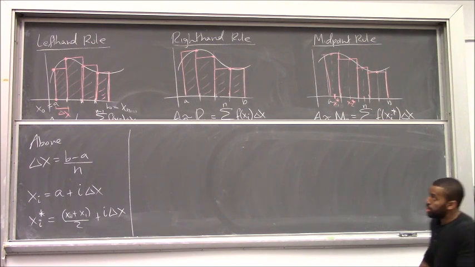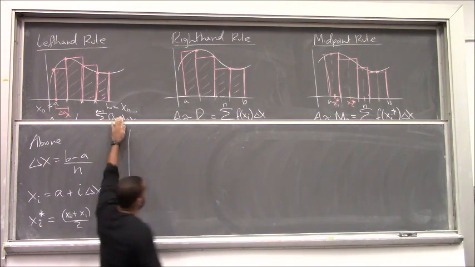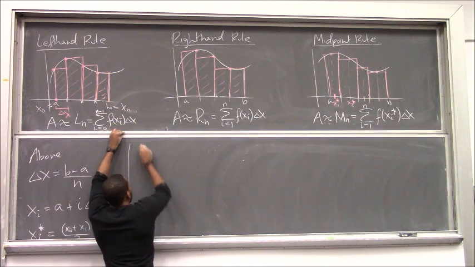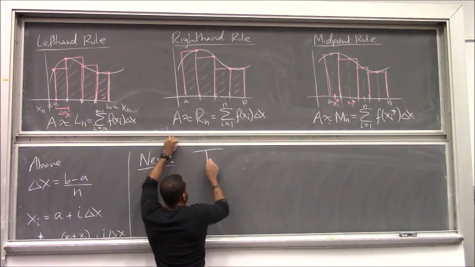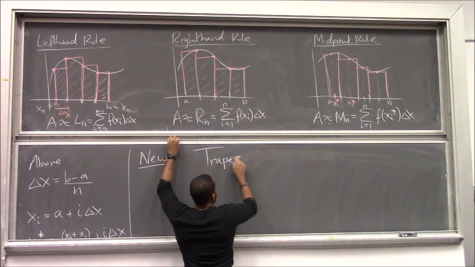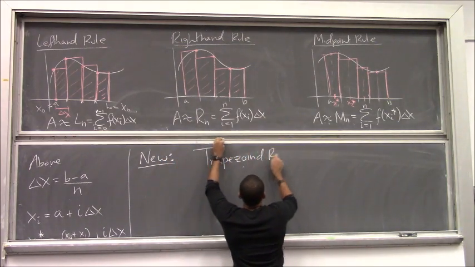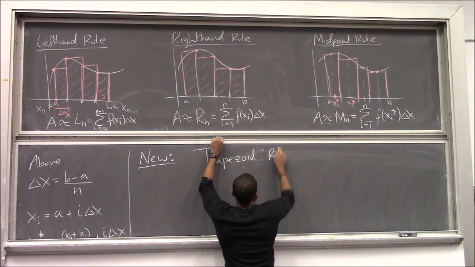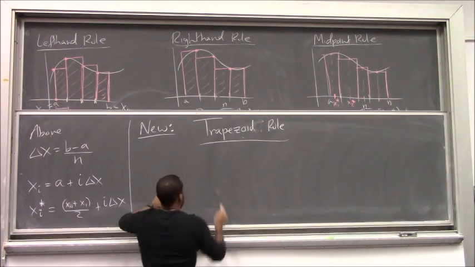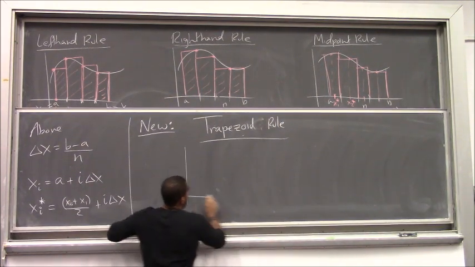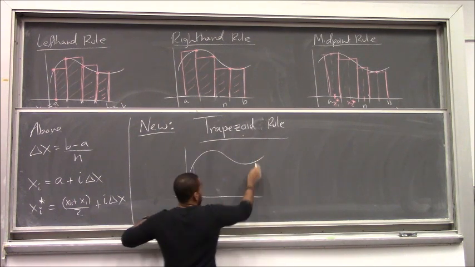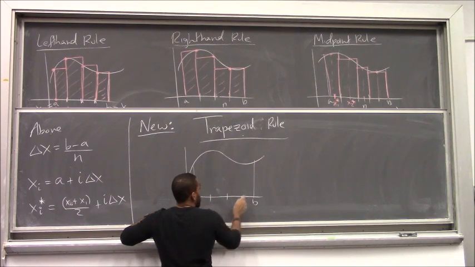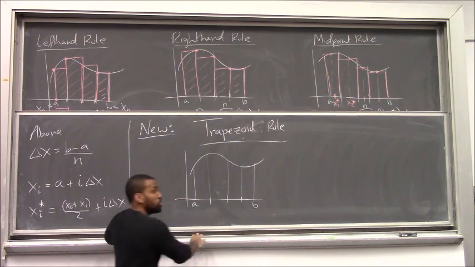And 8.7 in our textbook makes 2 suggestions. So we have some new guys here. One is called the trapezoid rule. Now, how the trapezoid rule works is it does not use rectangles at all. It actually uses, as the name suggests, trapezoids.